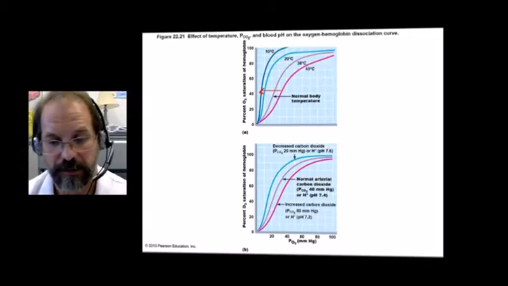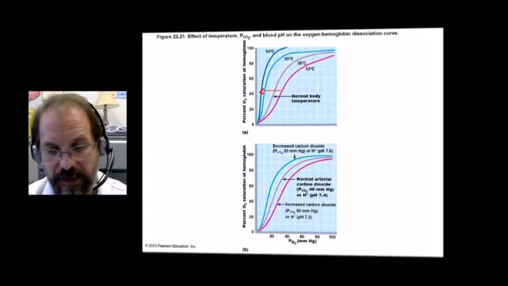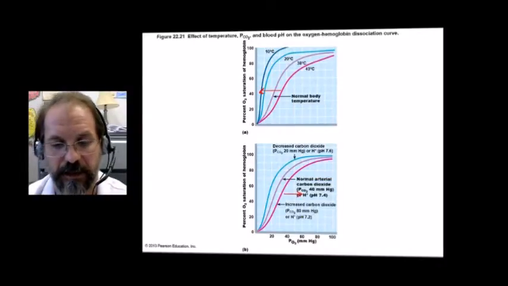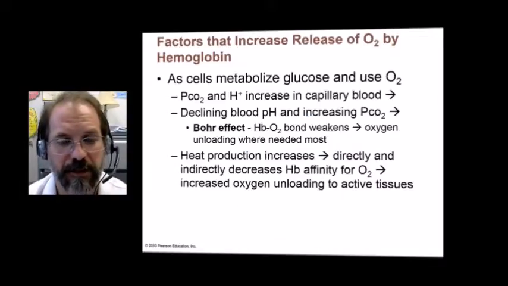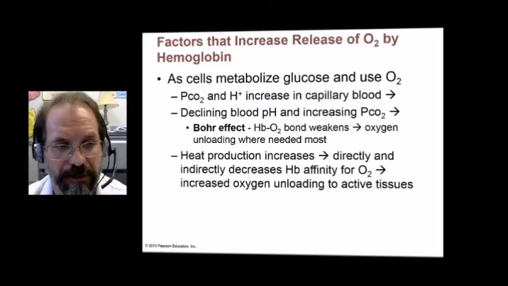And if we flip that around, decreasing pH, increasing CO2 levels, and increasing temperature all shift the curve to the right, favoring unloading. Now there's an interesting thing that occurs with the CO2 and the pH. And it can be summed up in what's collectively called the Bohr effect. We've already described it, actually.